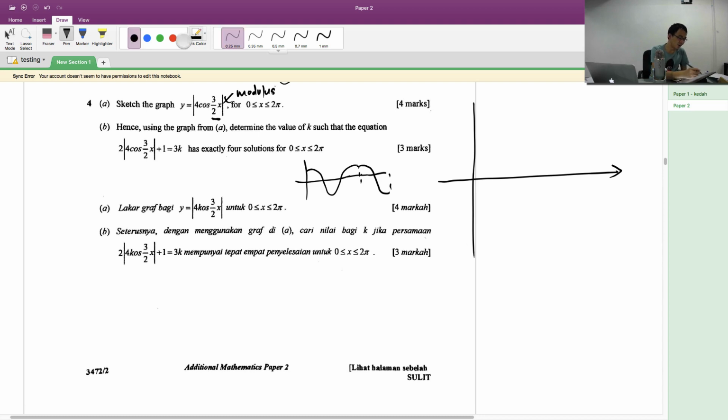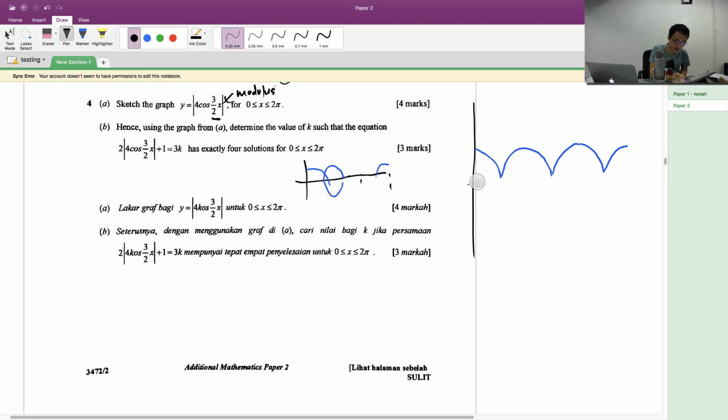And then I have modulus. Modulus means what? Those at the negative part have to flip and become positive. Those that are negative will be flipped to become positive. So my graph will actually look like this. Oops. Yeah. Okay, I should do it here. So my graph is actually like this. This is one cycle, and this is another half cycle. This is how my graph will look like.